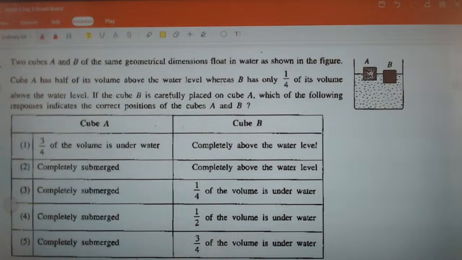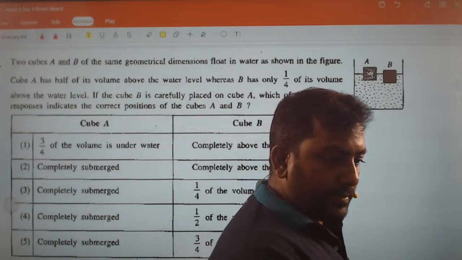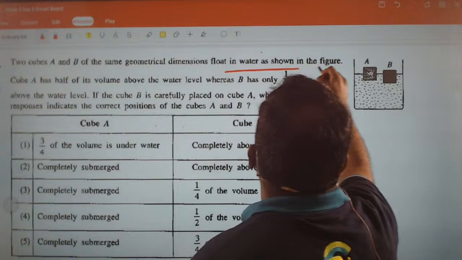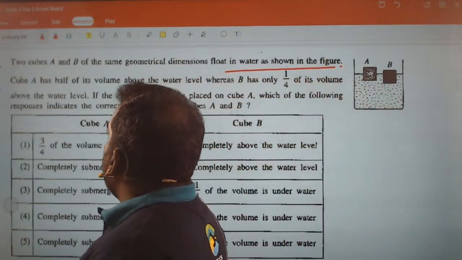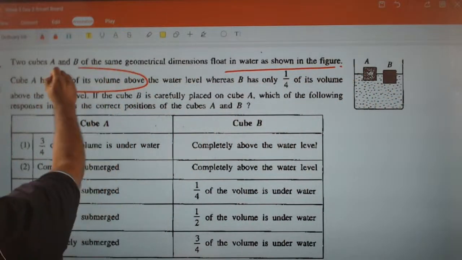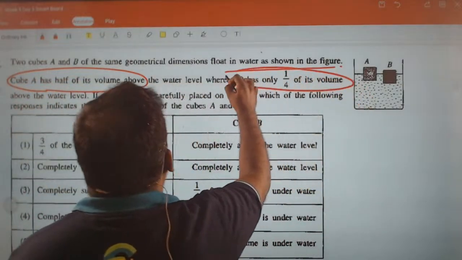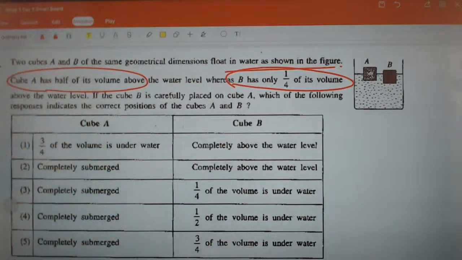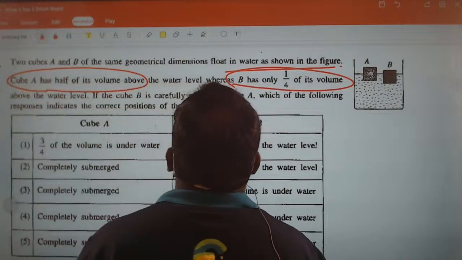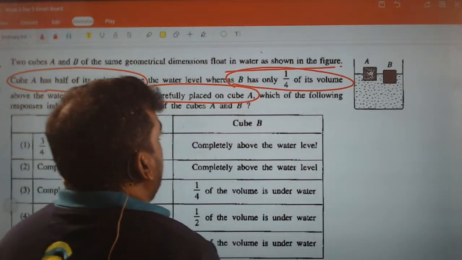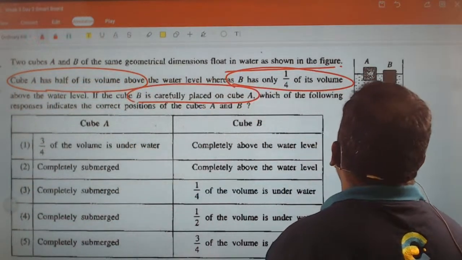Two cubes A and B, of the same geometrical dimensions, are floating in water as shown in the figure. Cube A has half of its volume above water, whereas cube B has a quarter of its volume above water. If cube B is carefully placed on cube A, which of the following indicates the correct statement? Look at the board now.